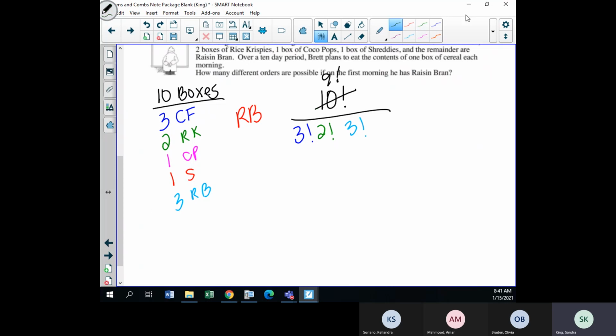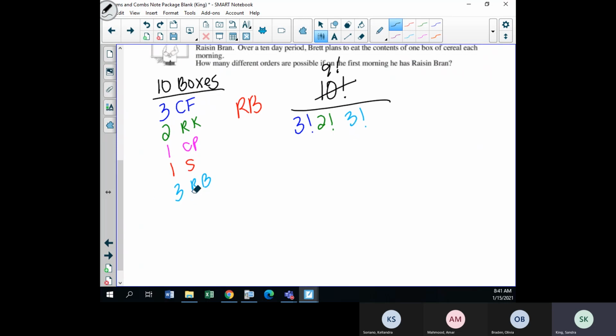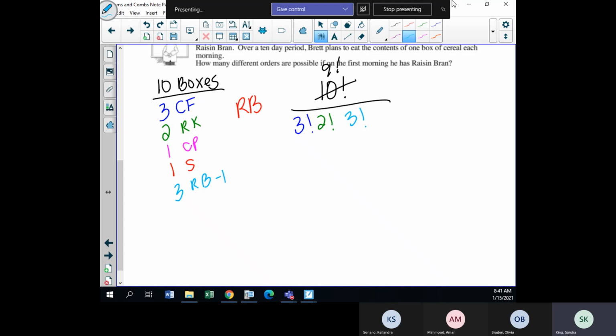And there's one other thing I have to change. If a Raisin Bran is out of the pool, there's something down here that has to be changed. Gabby, do you know what it is? Yeah, if he started with a Raisin Bran, you just take that guy out of the pool, it's gone, you're not even considering it. So I'm gonna subtract 1 Raisin Bran. So that means we're only dealing with 2. So this would actually be a 2.